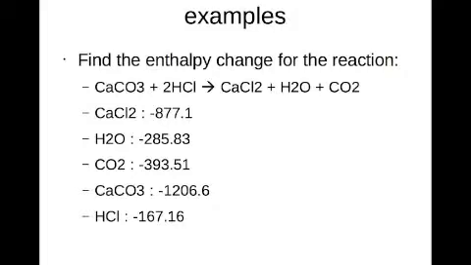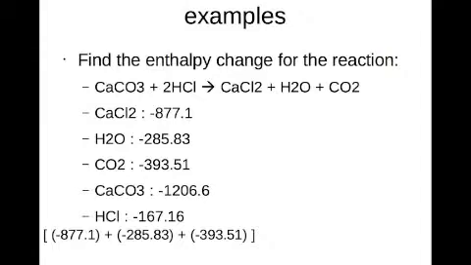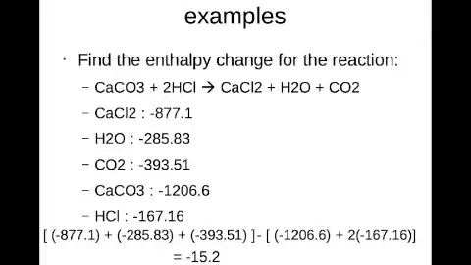So again, we're going to find the sum of the enthalpy in the products. So you take negative 877.1 plus negative 285.83 plus negative 393.51, and from that you're going to subtract the sum of the enthalpy in your reactants and pay attention to the coefficients. So you're going to take negative 1206.6 plus 2 times negative 167.16 and subtract it from the products, and you get negative 15.2.